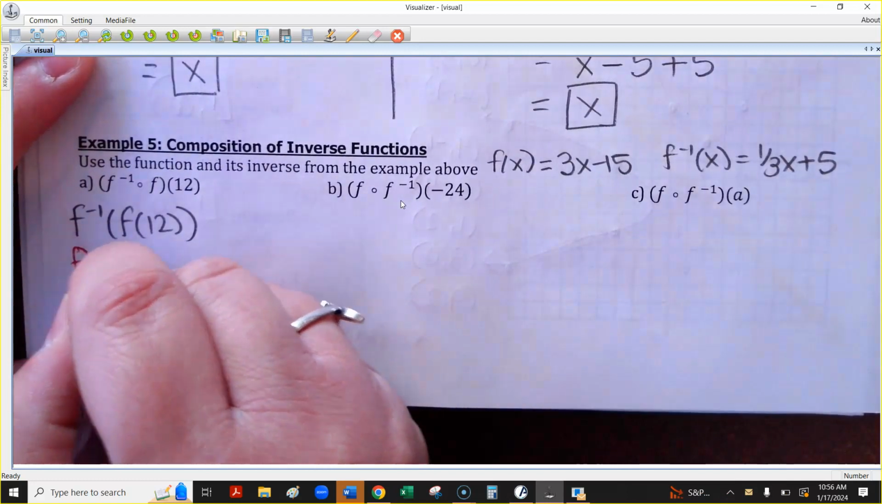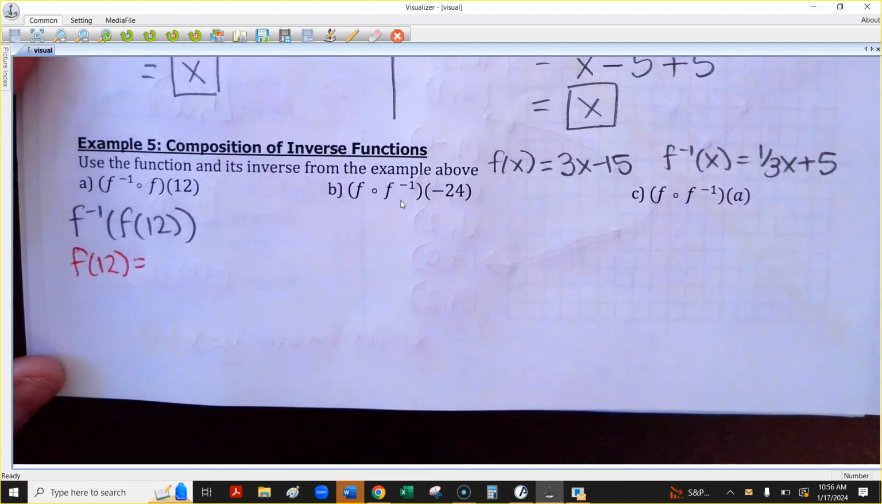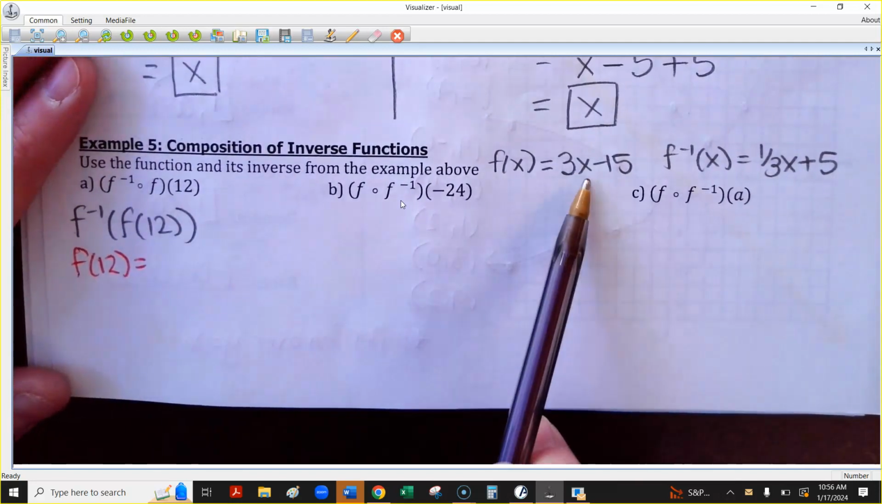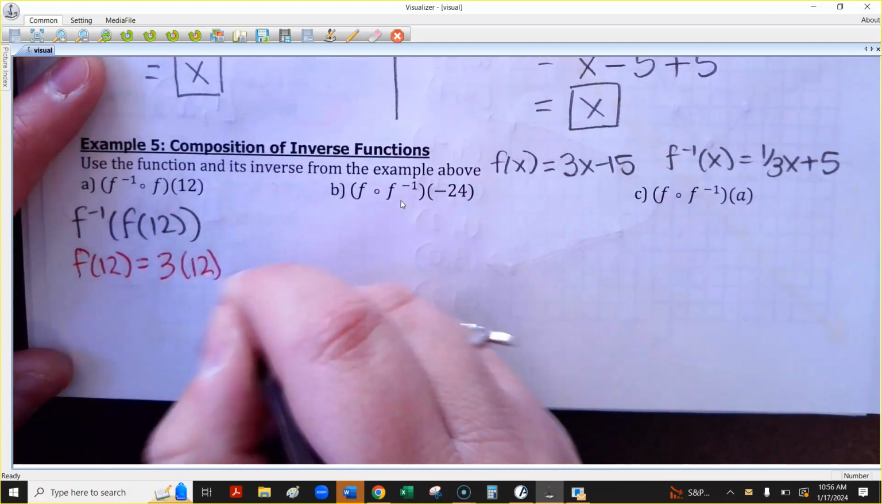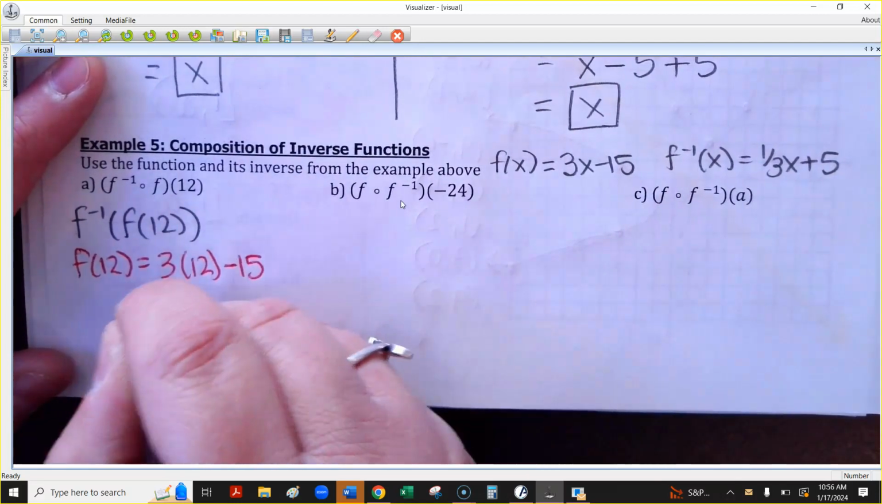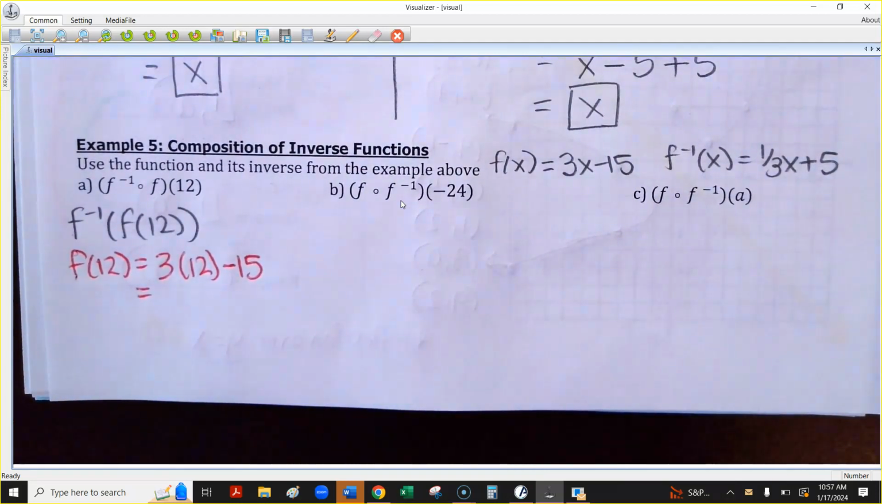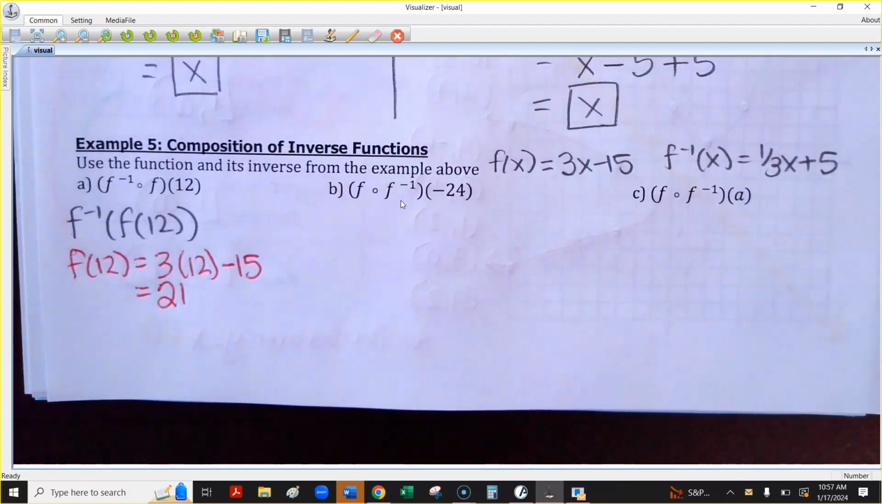All right, so I just rewrote it so you guys could see it on the screen. When you do these composition problems, it's going to feel like you're doing two problems in one because we're going to have to get a number here and we're going to have to plug that number back in. So the original function is 3x minus 15. So 3 times 12 minus 15 is what I'm doing there. All right, so 3 times 12 is 36 minus 15. That should simplify to give you 21, so we're like halfway there.